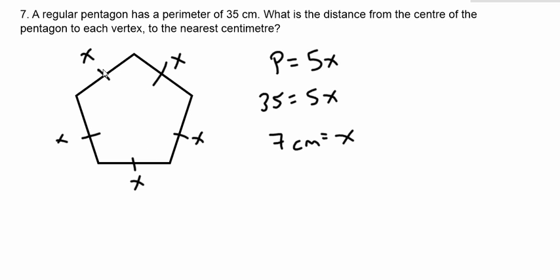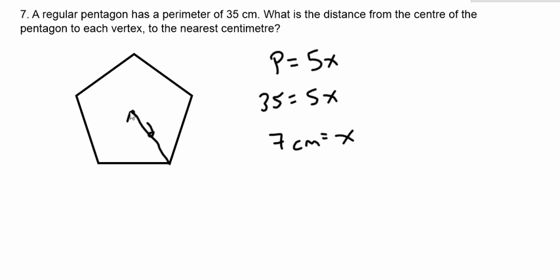So let's clean up this pentagon a little bit and look at the rest of the question. What is the distance from the center of the pentagon? So we'll put a dot here, right about there to represent the center. What is the distance from the center to each vertex to the nearest centimeter? So this is what I want to know. Let's call this D because it's a distance. And it doesn't matter where I draw that D from the center to any vertex, it would be the same because it's a regular pentagon. So I need to find D. So how am I going to do that?